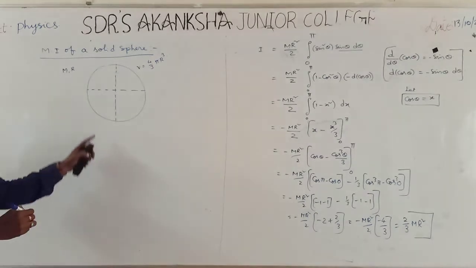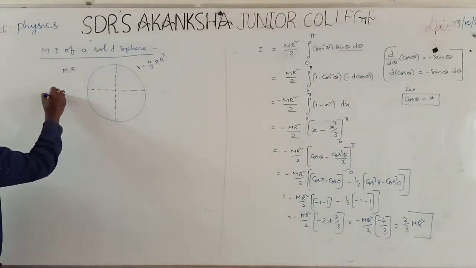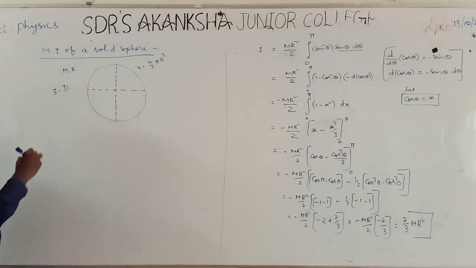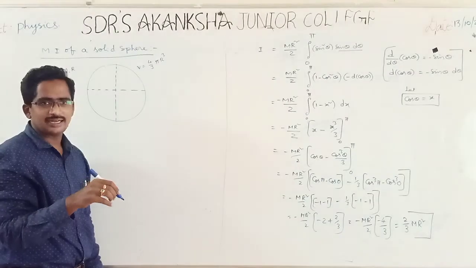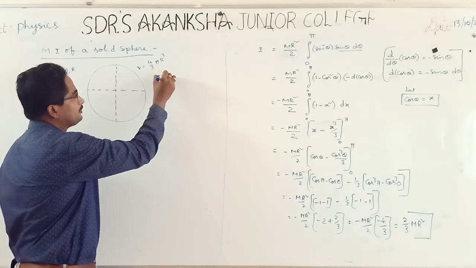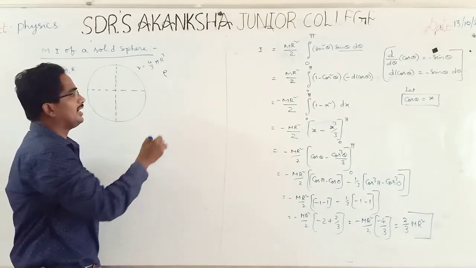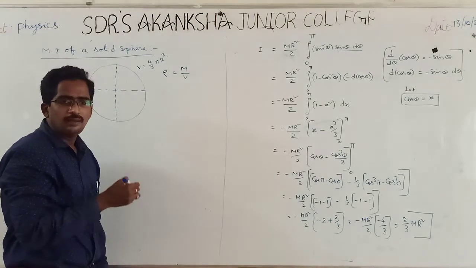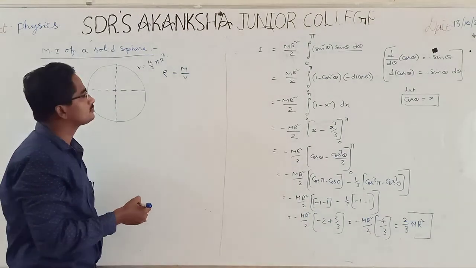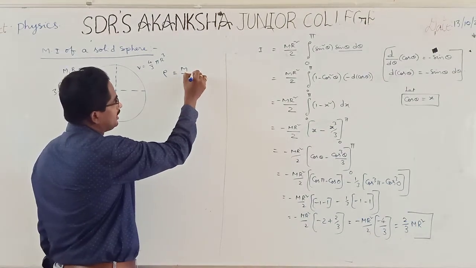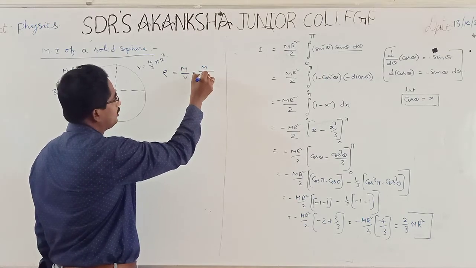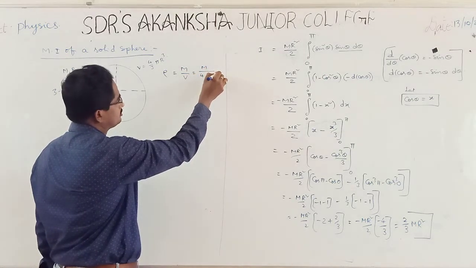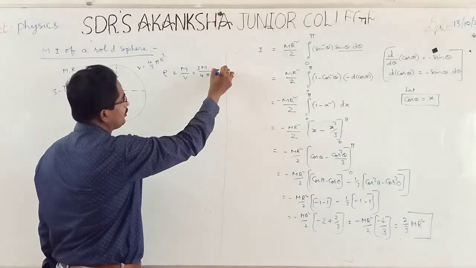Then for this 3-dimensional body, we can define the volume mass density, that is the density simply. That mass density we can write as mass per unit volume. What is the mass per unit volume? It is m divided by 4 by 3 pi r cube. It is equation 1.